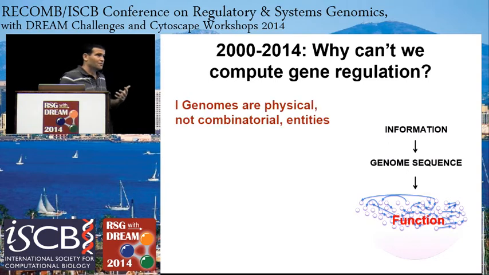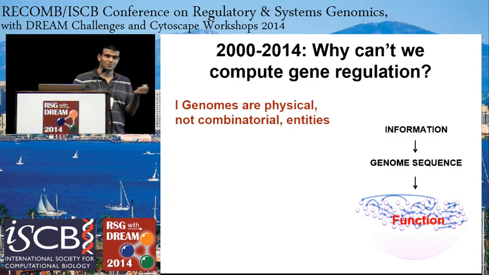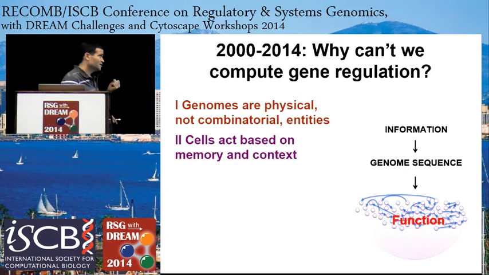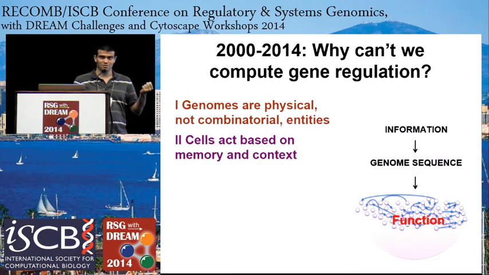And I want to try and identify with you some of the keys for why this is so difficult, why this is so naive. So I think a first important factor is that genomes are physical elements. They are molecules. They are not just combinatorial objects. They are not just information. Well, a second major factor is that cells are not acting based only on this information or the DNA sequence, but they in fact act based on a lot of other information or memory that they acquire in the process of development or other processes in biology.